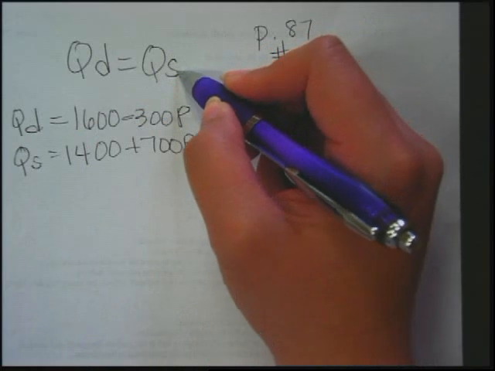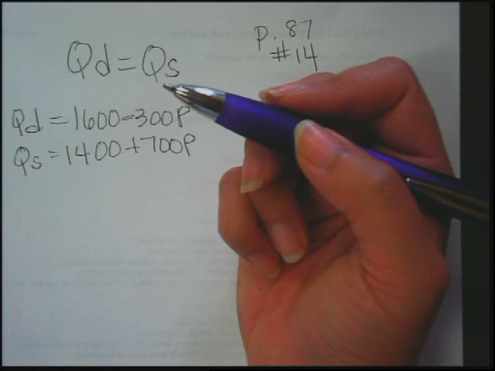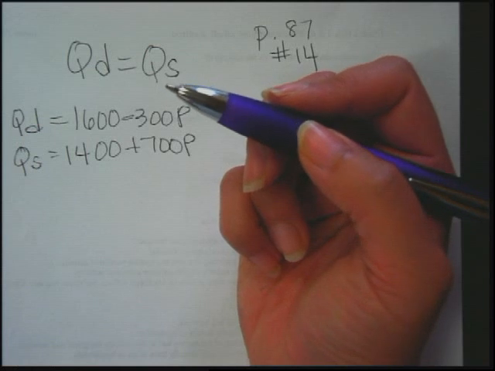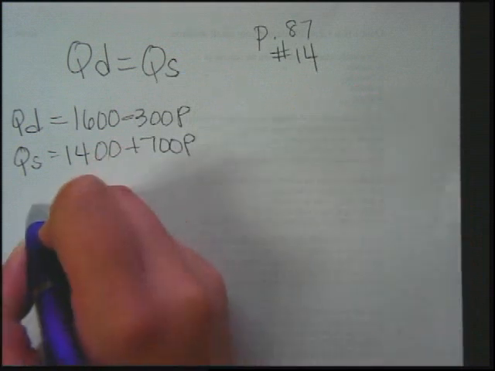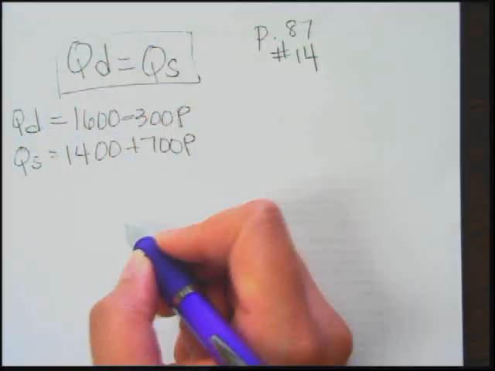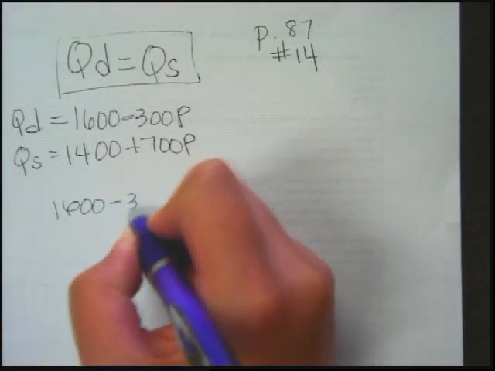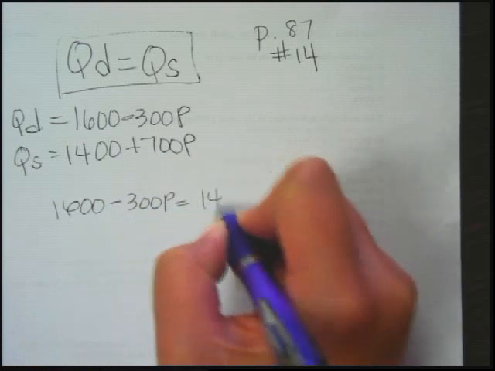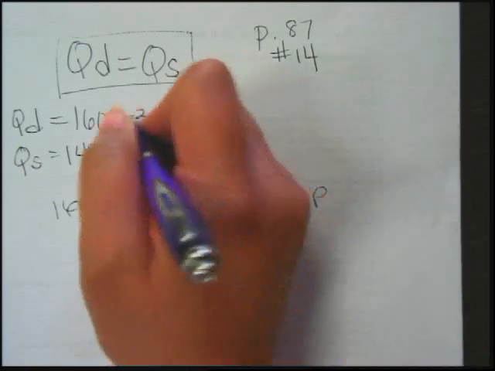So what you could do is set these two equal to each other and then solve for price and plug it back in and get quantity. And you could solve it that way. Right. So we know that quantity demanded equals quantity supplied at equilibrium. So what we can do is set these two equations equal to each other, equals 1400. That's got to be a minus between the 1600 and 300? Yes.